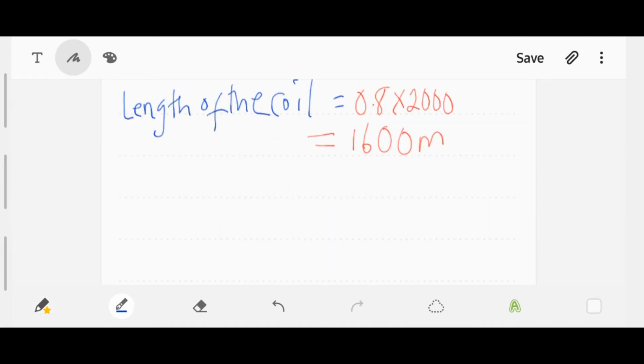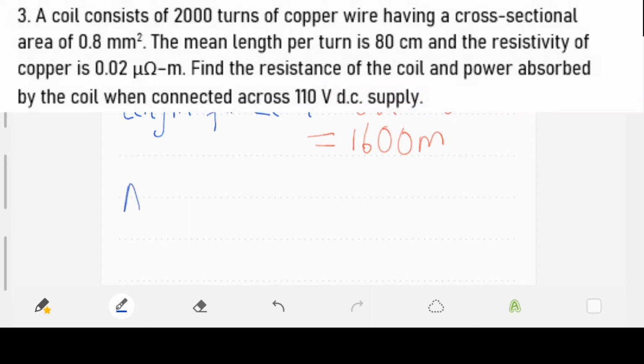The next thing is for us to find our area. From our question, they told us that the cross-sectional area is in millimeter square. So that is 0.8 millimeter square. So now converting millimeters to meter, we divide by 1000. But in this case, since it's millimeter square, we divide by 1000 two times, which will give us 10 raised to the power of minus 6 meters.